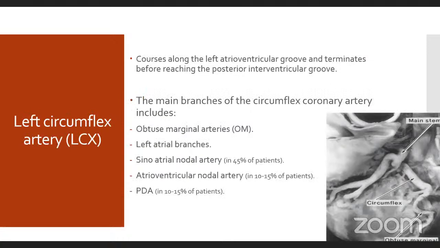So the circumflex artery courses along the left atrioventricular groove and terminates before reaching the posterior interventricular groove. The main branches of the circumflex artery include the OM, the obtuse marginal, that supplies the lateral aspect of the left ventricle wall, including the anterolateral papillary muscle of the mitral valve; the left atrial branches; the SA nodal branch, as I mentioned, in 45%; the AV nodal in 10 to 15% of patients; and the PDA also in 10 to 15% of patients.